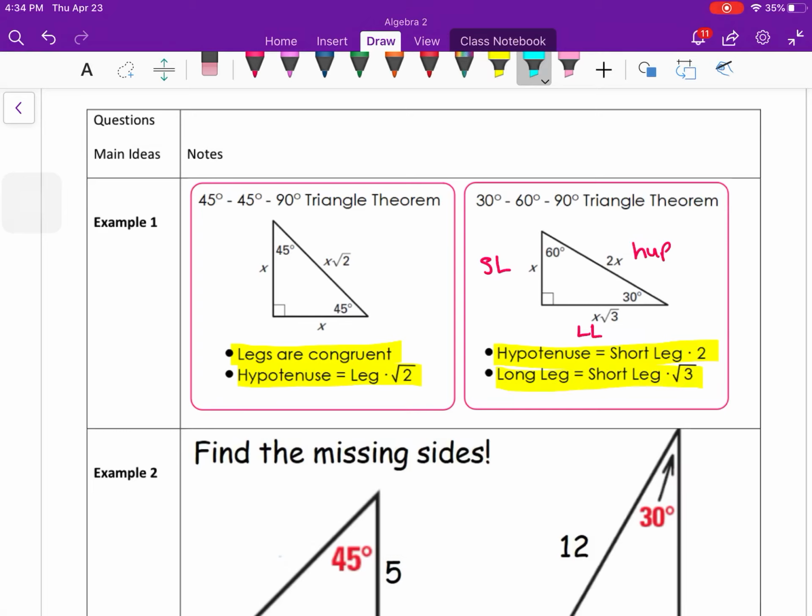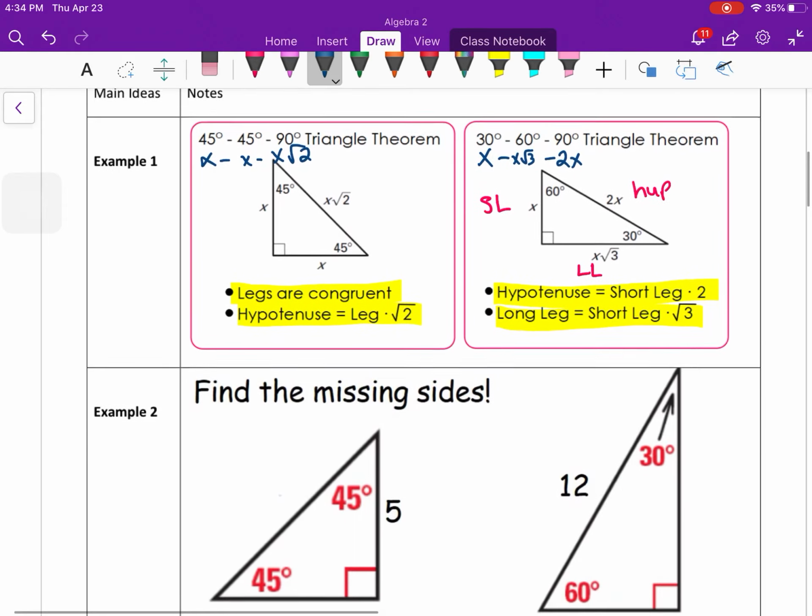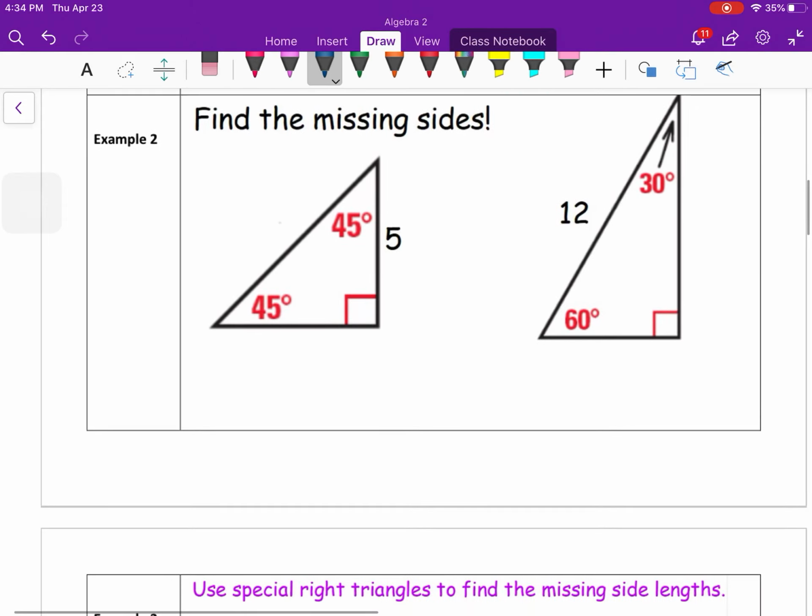So you'll see we can use the ratios. For 45-45-90, it's x, x, and x square roots of 2. And then for 30, it's x. The 90 degrees is twice the x. And the 60 degrees is the square root of 3 times the short leg, so square root of 3x. Those are the ratios for the two triangles. So let's do a couple examples using those ratios.